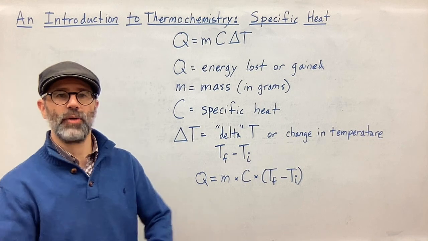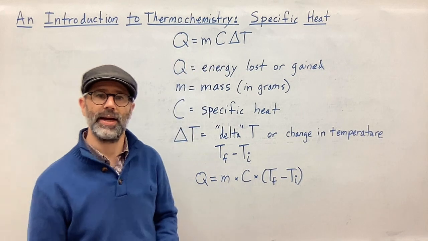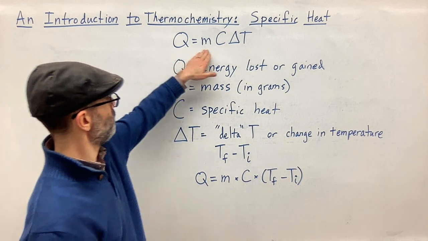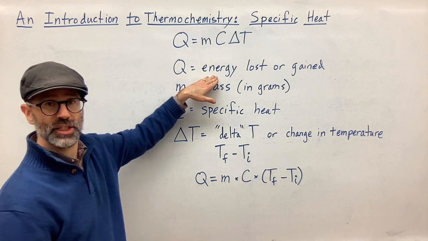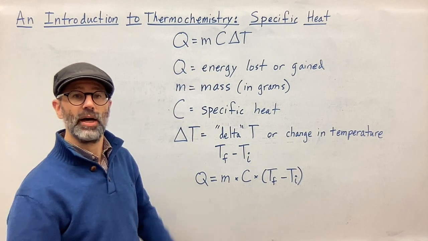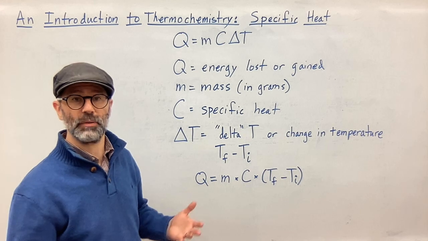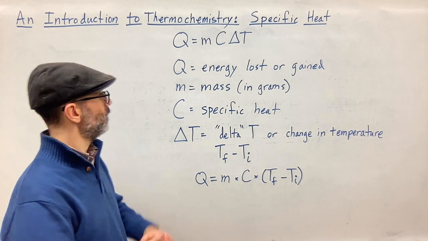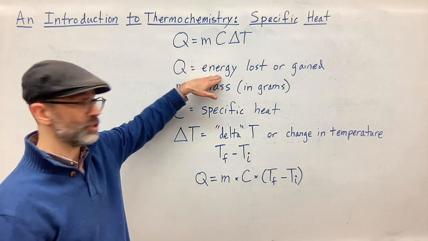So here's our equation. Q equals mcΔT. That is our equation. Q is equal to energy lost or gained. You can think of Q as quantum of heat or quantum of energy. So here Q is our quantity of heat or quantity of energy, right?